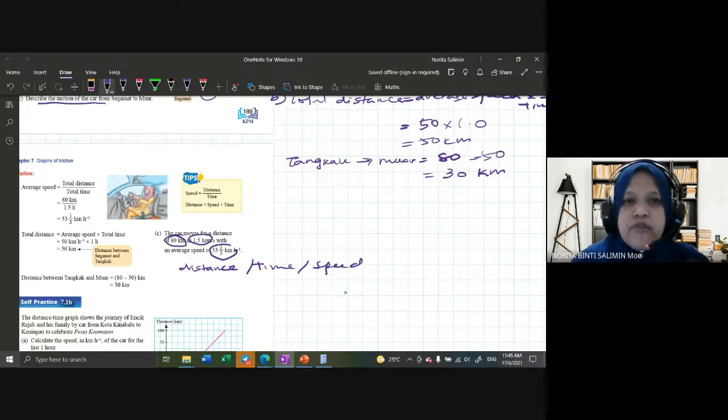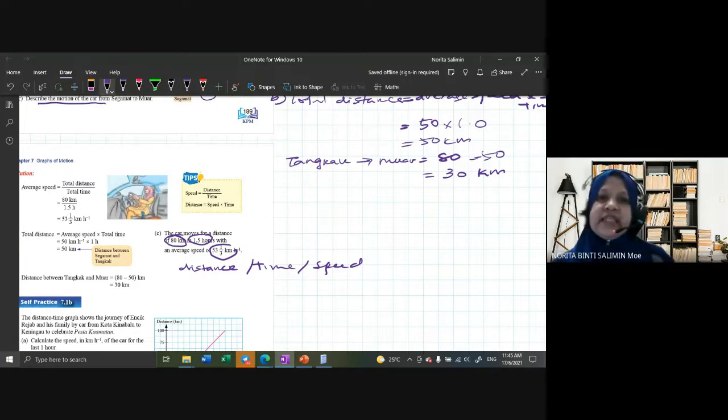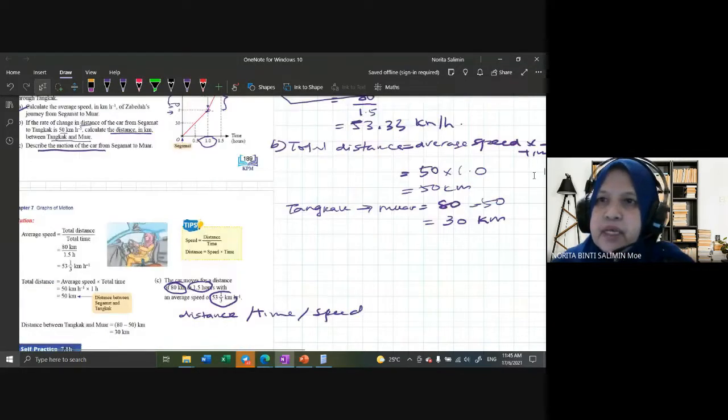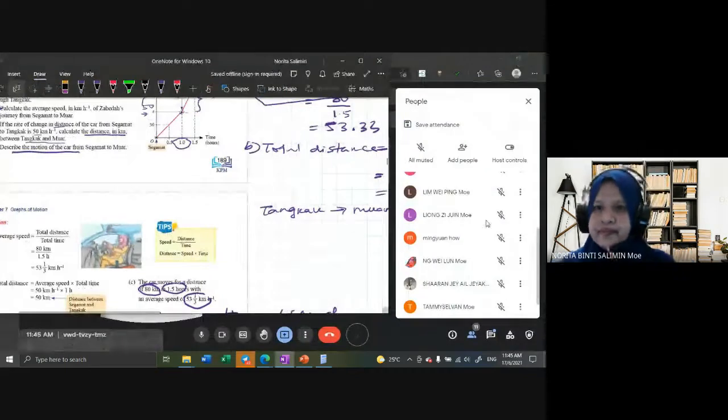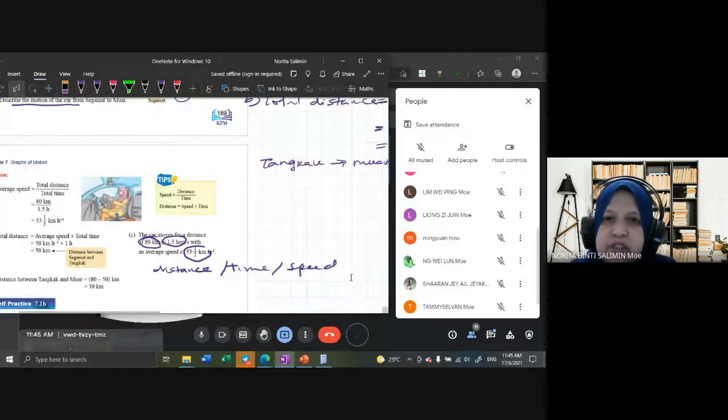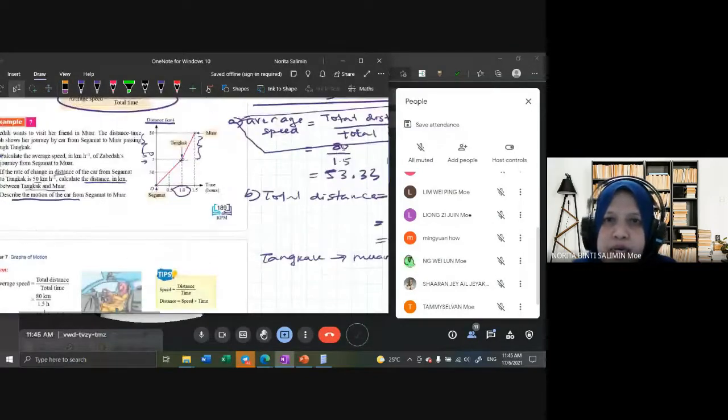So the car move for a distance 80 km in 1.5 hours and average speed is 53.33 just now. Okay, can you understand? Boleh faham tak? Boleh? Okay.